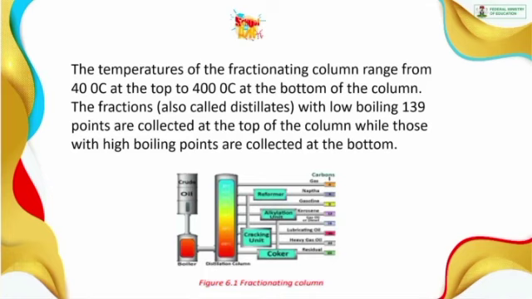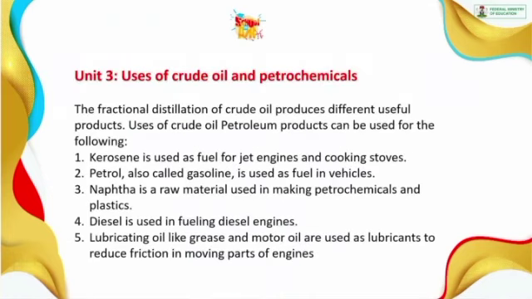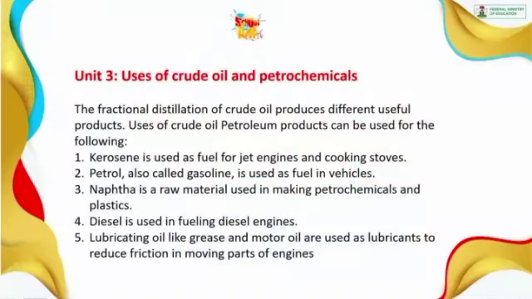Now let's look at the uses of crude oil and petrochemicals. What are the uses of crude oil and petrochemicals? The fractional distillation of crude oil produces different useful products. Now, uses of crude oil. Petroleum products can be used for the following. Number one, kerosene. We use kerosene to power our cooking stoves as well as jet engines. Yes, jet engines are powered by kerosene.